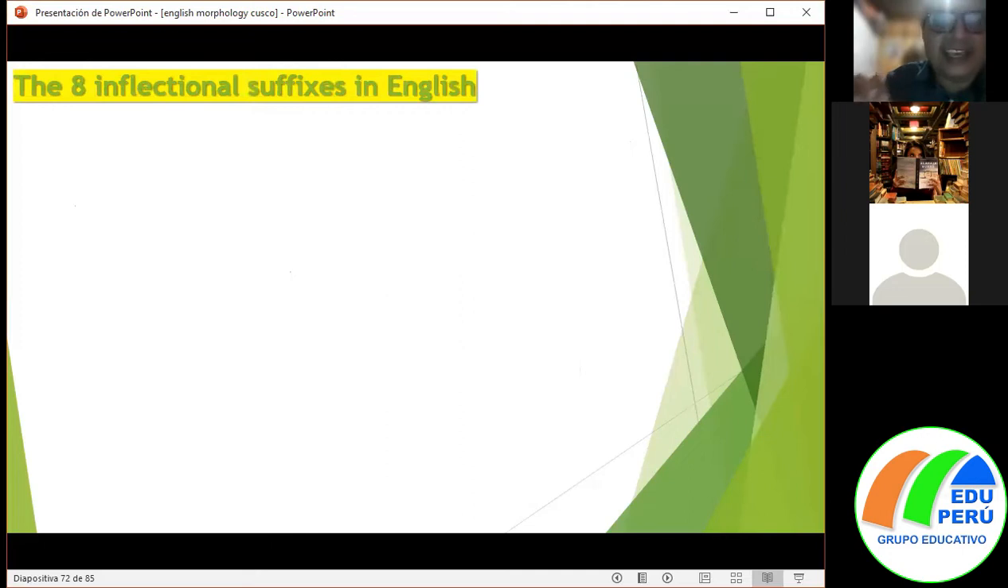English has 8 inflectional suffixes. Can you tell me? You could see the examples, some of them. What are the 8 inflectional suffixes in English? Tell me, please. You have seen some of them.